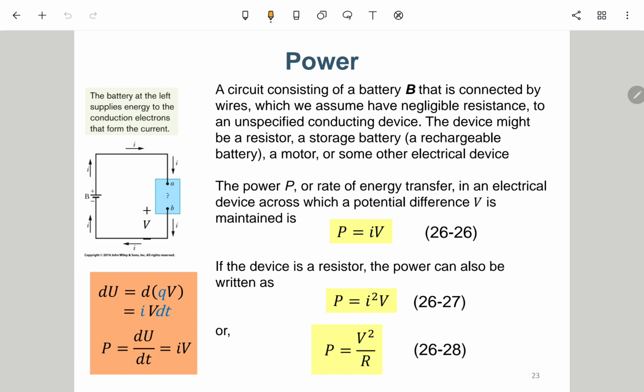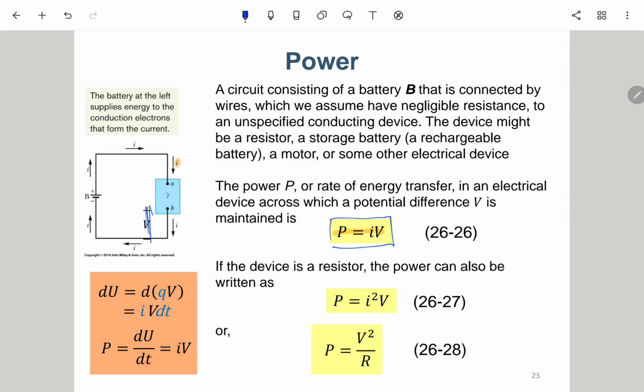Okay, so here we talk about the power. The power will be P equals IV. This is always true, for all devices, as long as you multiply the current and the voltage across it.